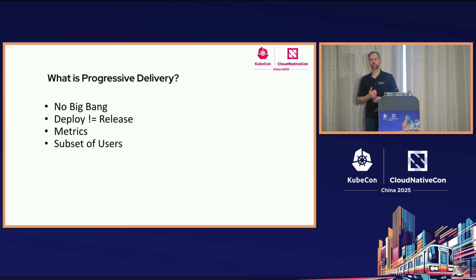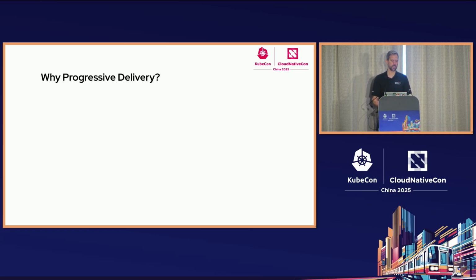Or you could also say, I want to release to a subset of users, so I only want to deploy for specific users that can use this new version, maybe some beta testers or something, and then see how that goes. Why would you want to use progressive delivery?